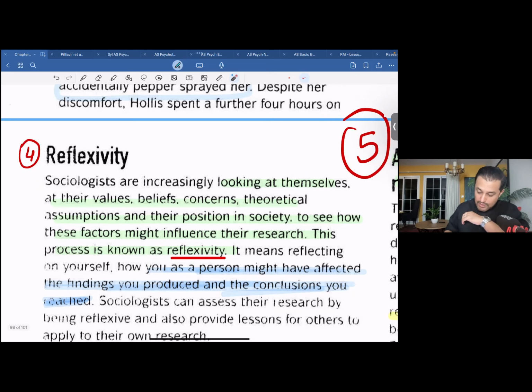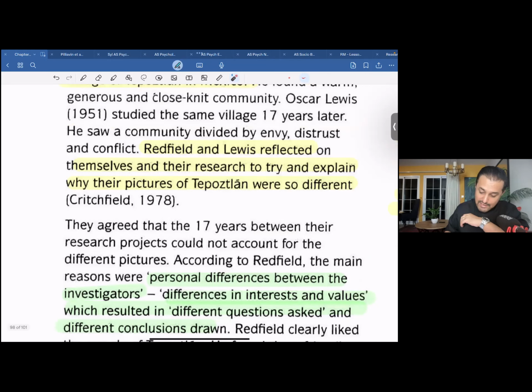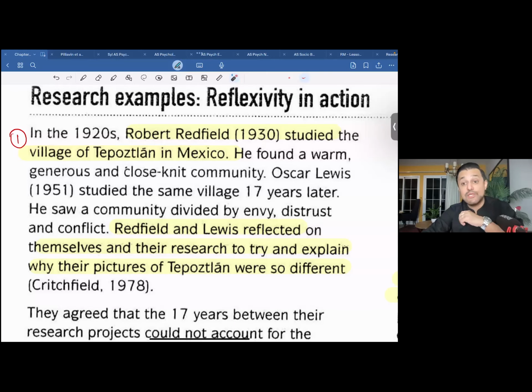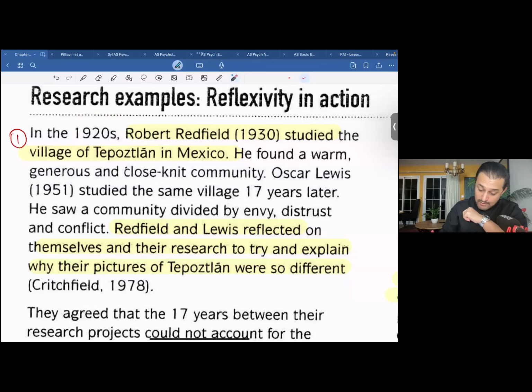Now let's move on and talk about these examples that help us understand reflexivity better. In the 1920s, Robert Redfield studied the village of Tepoztlan in Mexico. He found a warm, generous, and close-knit community. Oscar Lewis in 1951 studied the same village. Now, understand this first. We're talking about two different researchers who have studied the same village in Mexico known as Tepoztlan, right? Oscar Lewis studied the same village 17 years later.